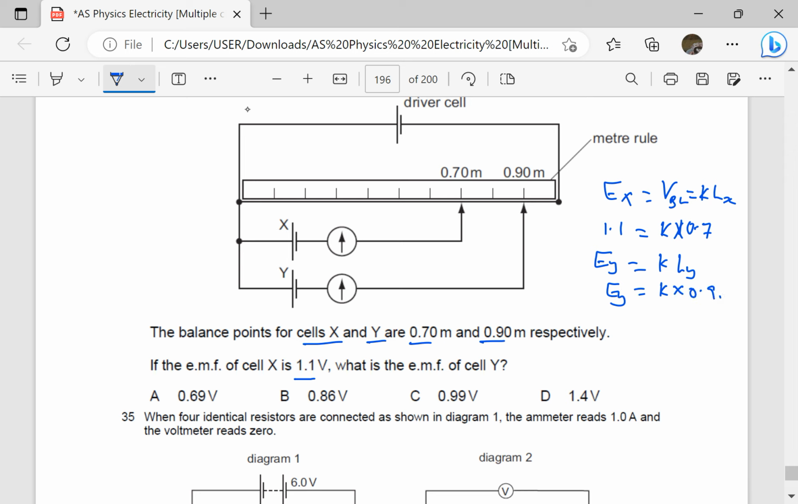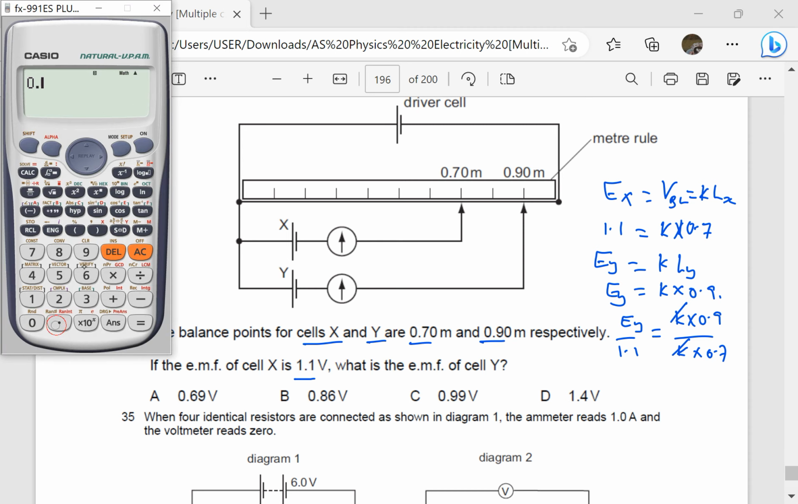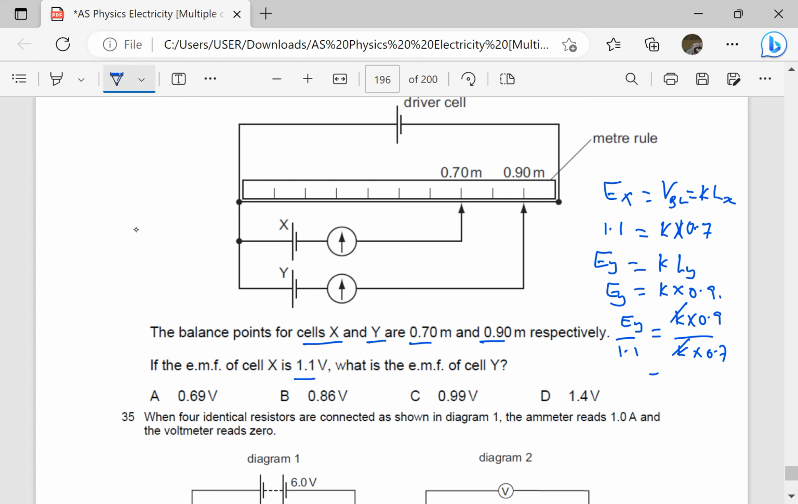So we just divide the two equations. EMF of Y divided by 1.1 is going to be K times 0.9 divided by K times 0.7. So K has cancelled out. It means EMF of Y will be 0.9 divided by 0.7, then times 1.1, which gives us 1.4. So EMF of cell Y is going to be 1.4 volts. So the answer is going to be D.